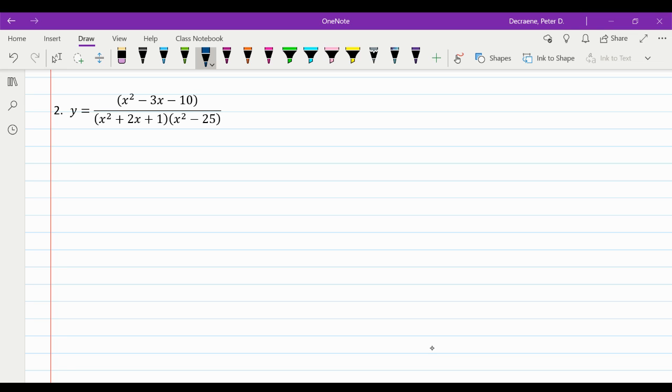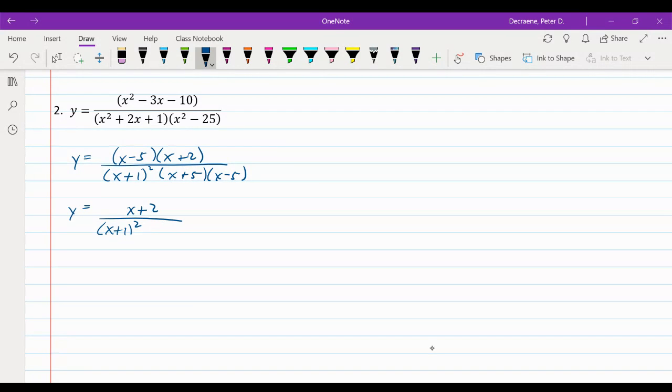So here's problem number 2. I should probably factor this, so I'm going to identify all those pieces. Hey, this is the same problem but flipped over. So I got (x minus 5)(x plus 2) divided by (x plus 1) squared times (x plus 5) times (x minus 5). Again, the x minus 5s are going to divide out to 1. So I get (x plus 2) divided by (x plus 1) squared times (x plus 5).